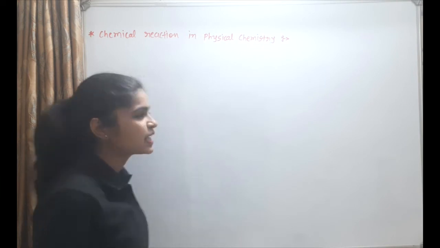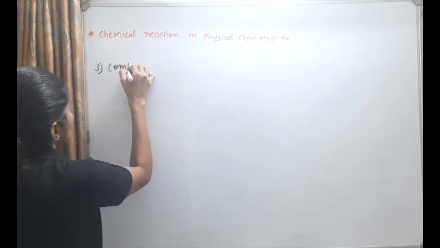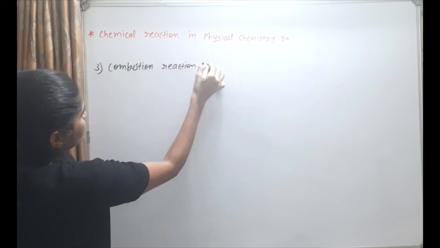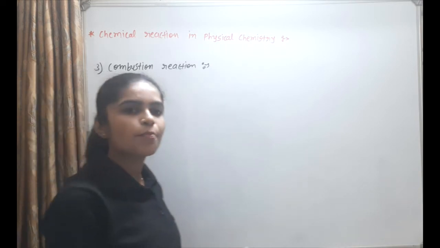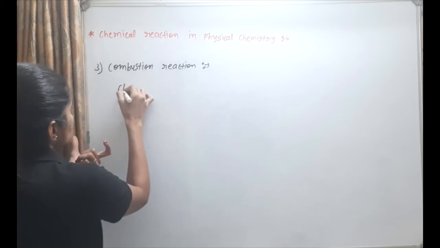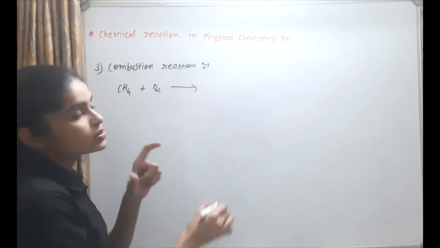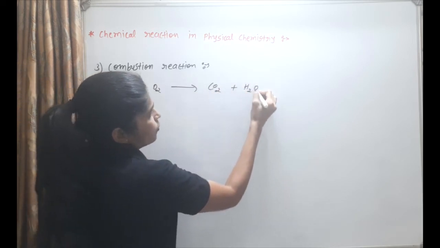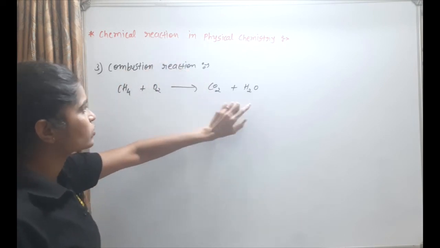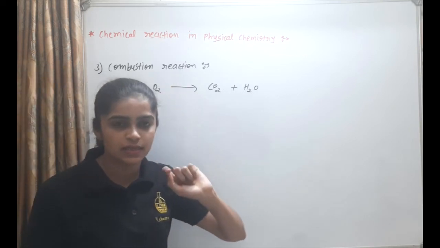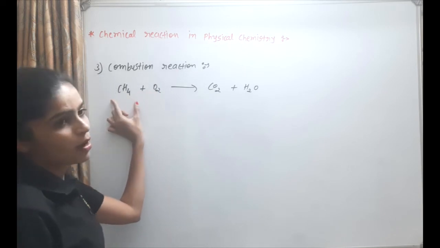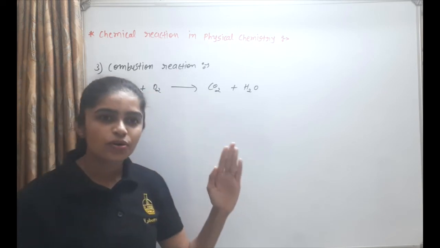Third is the combustion reaction. In the combustion reaction, any compound reacts with oxygen. For example, CH4 plus O2 produces CO2 plus H2O. Any compound reacts with oxygen and produces CO2 and H2O. This reaction is known as the combustion reaction. And for all combustion reactions, we consider only 1 mole of the compound. For example, CH4 is considered as 1 mole.